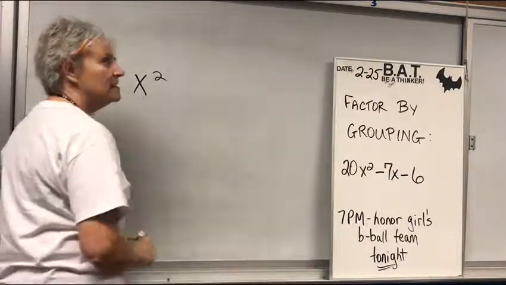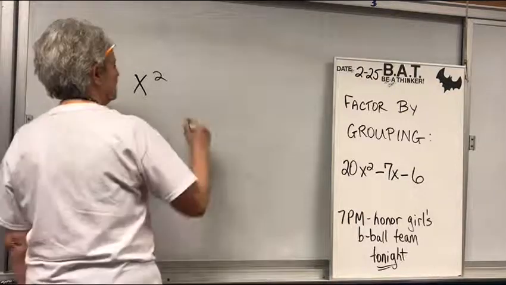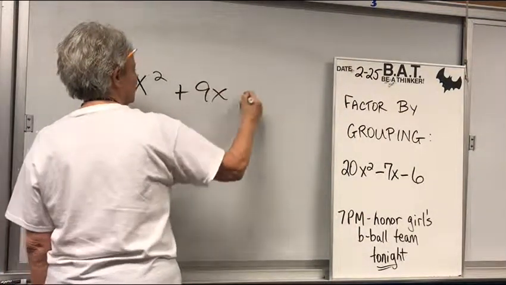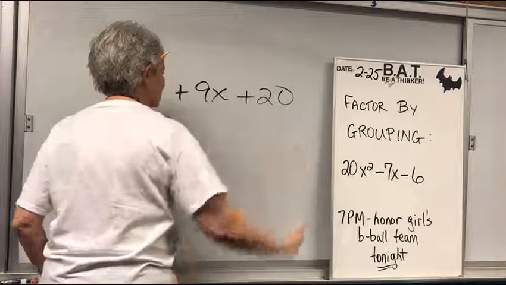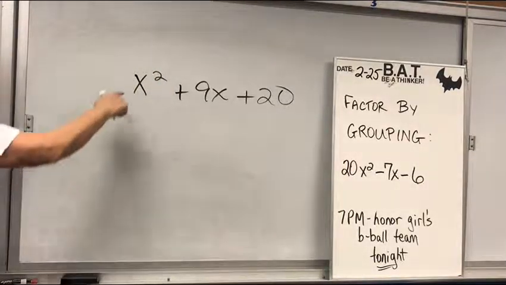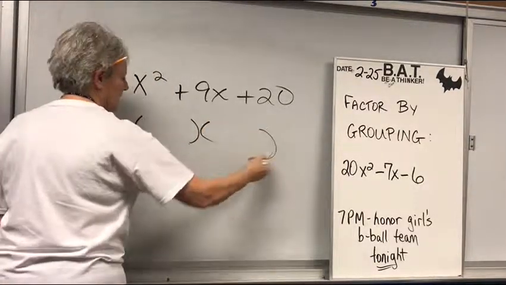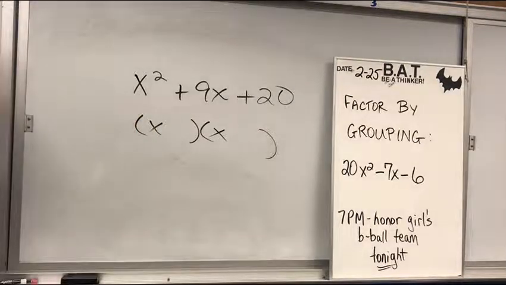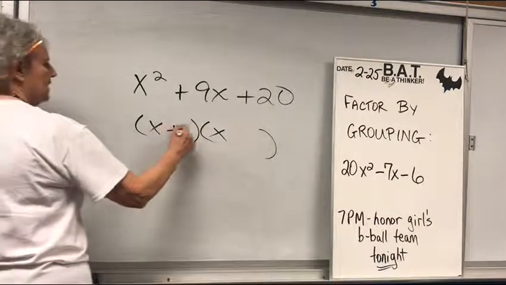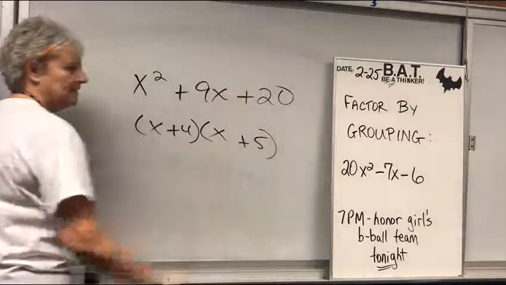All right, x squared plus 9x plus 20. Okay? Nothing in front of x squared. We get to use a shortcut. What is it? 5 and 4, because 4 times 5 is 20, and it adds up to 9.